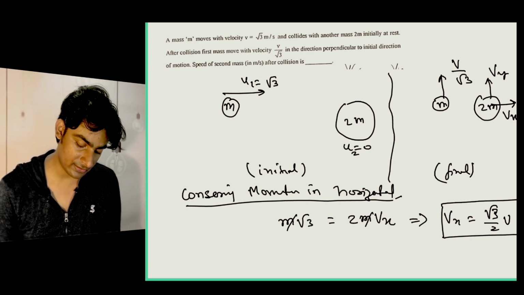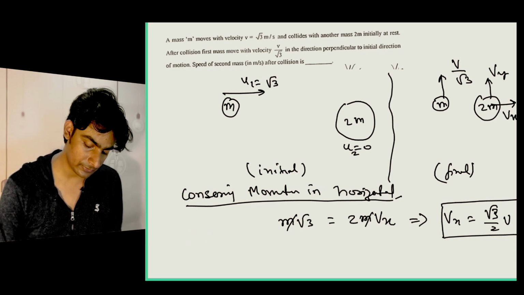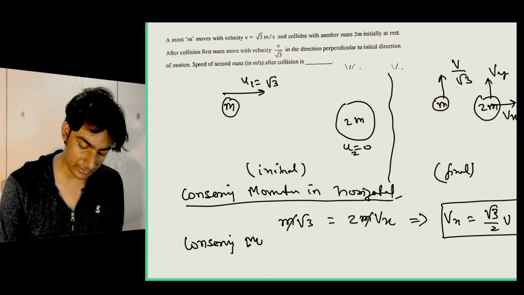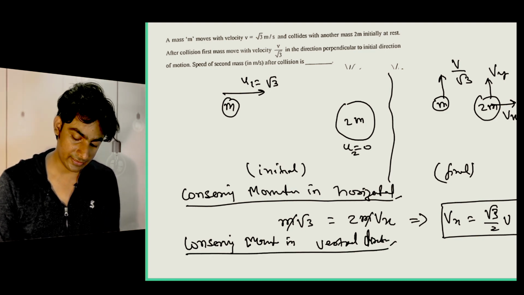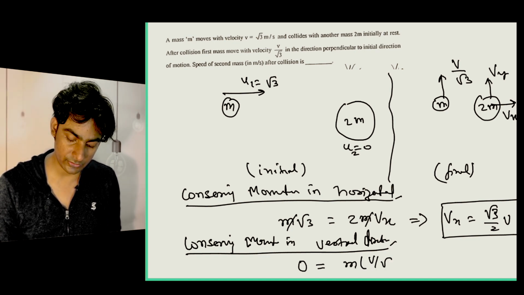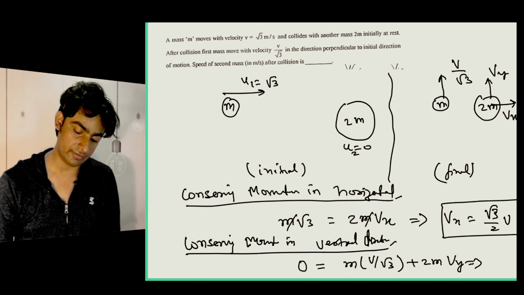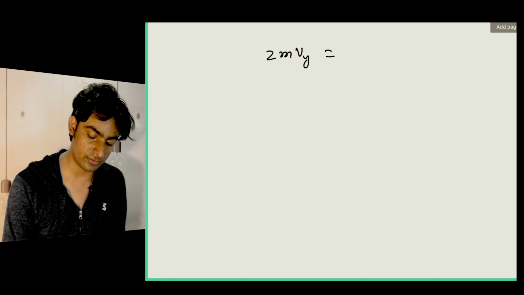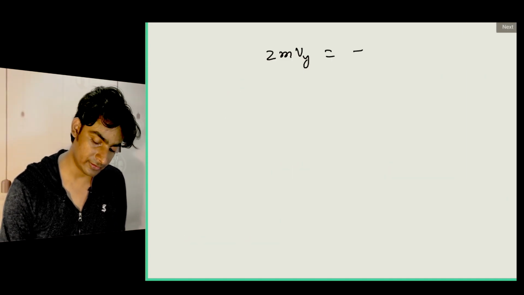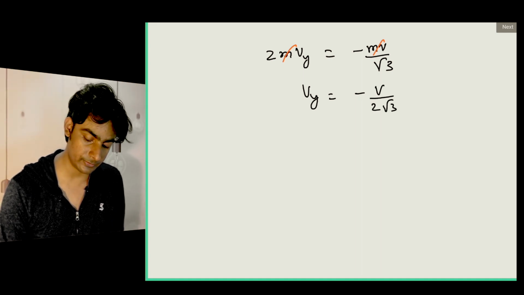Now we have to find vy also. So conserving momentum in the vertical direction: the initial momentum is 0, so the final momentum also has to be 0. The final momentum is m into v by root 3 plus 2m into vy. So 2m vy equals minus mv by root 3, so the mass gets cancelled. We get vy, obviously it should be negative, minus v by 2 root 3. So this is our vy.